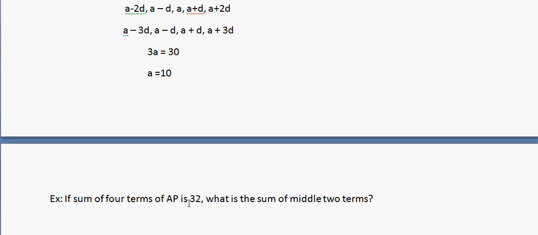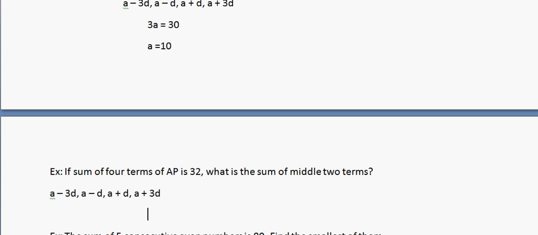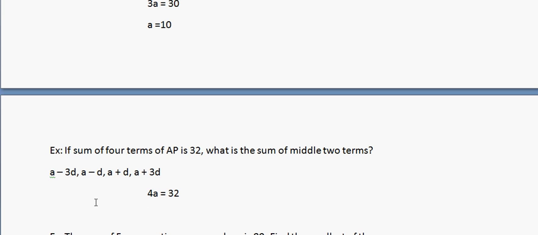The next question says, if the sum of 4 terms of an AP is 32, what is the sum of the middle 2 terms? We know that we can assume them as follows. Let the 4 terms be a minus 3d, a minus d, a plus d, and a plus 3d. The sum would be 4a, which is given to be 32. What we have to find is a minus d plus a plus d, which is 2a. So 2a would be 16. This is as simple as that.